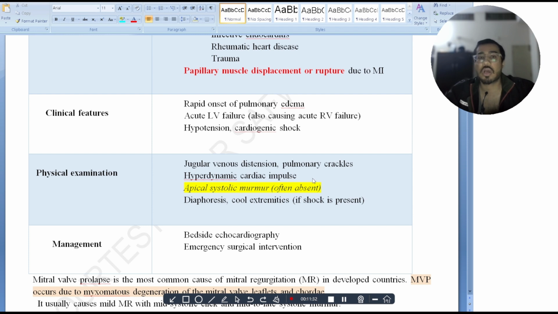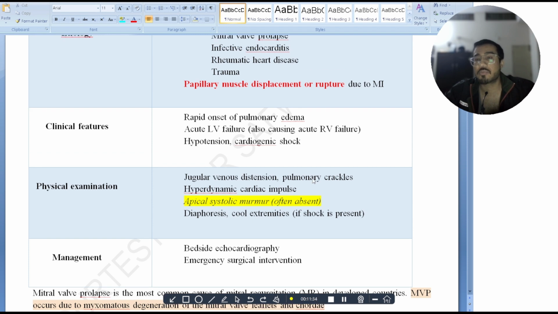One more high yield point: when it comes to acute mitral regurg, you won't be able to hear the murmur. Why? Because there's no obstruction towards the backflow of the blood. The mitral valve is just open like that, so it's a free flowing backflow of the blood. A murmur is heard when there's turbulence, when there's obstruction. But in acute mitral regurg, the valve just opens like this and the blood is continuously flowing, so you don't hear a murmur.